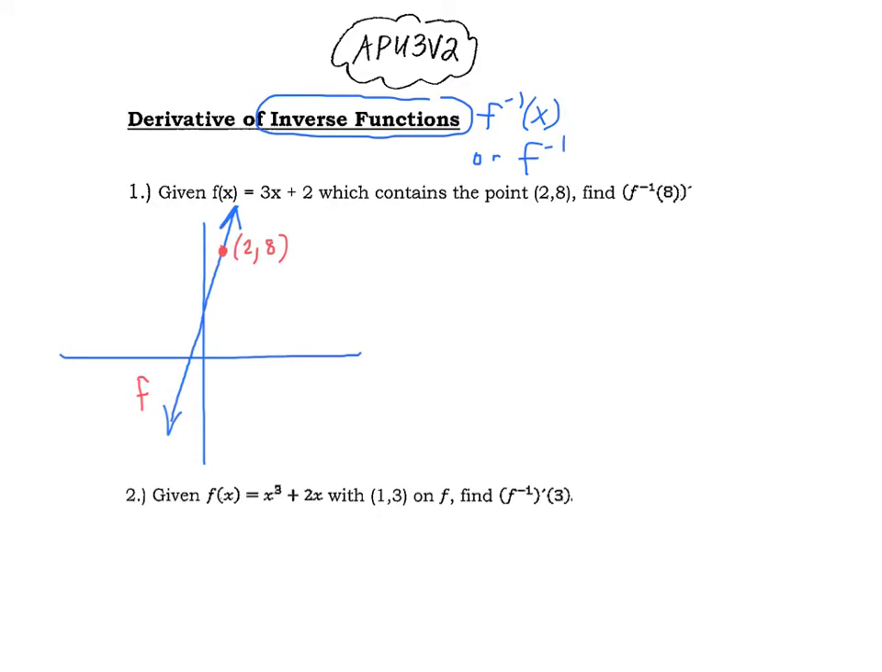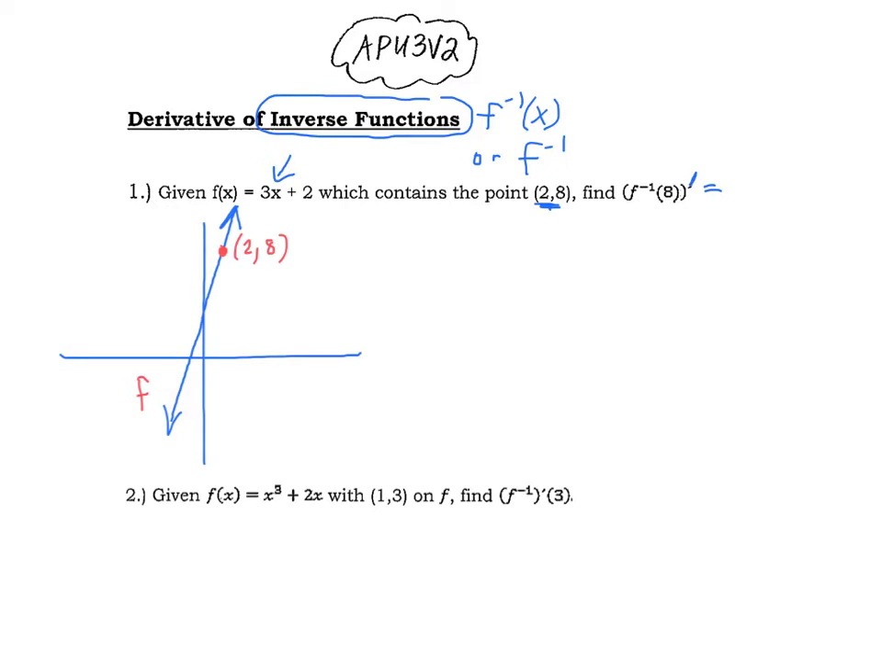What's happening in this first example is, suppose our function f of x is 3x plus 2, which contains the point (2, 8). Notice if you were to put 2 in for x, you would get 8 out for y. So the point (2, 8) is on f of x. What we're looking to find here is the derivative of f inverse of 8.